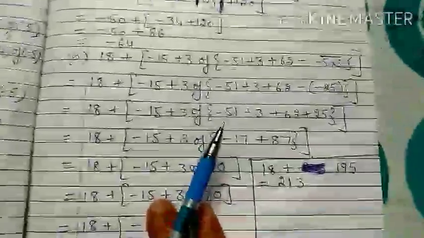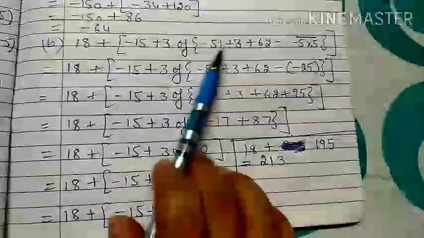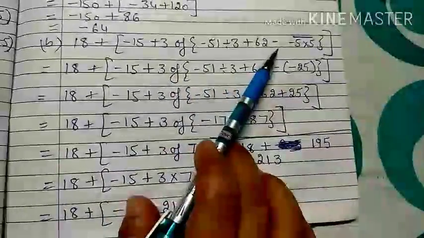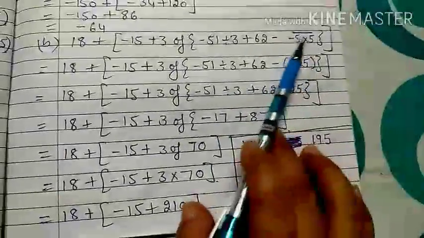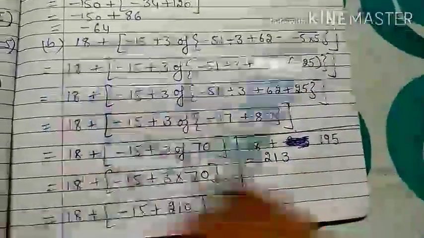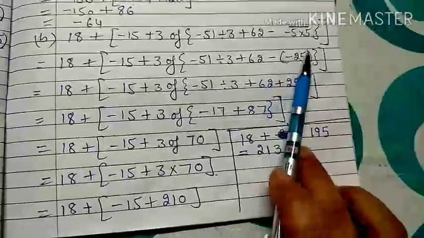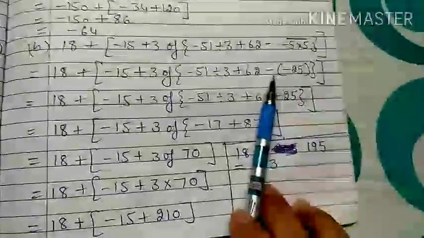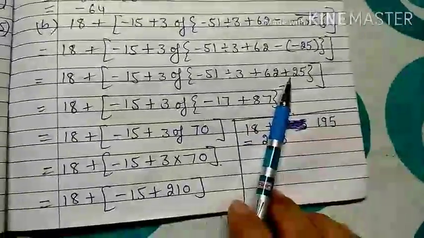Minus 150 plus, now minus 34 plus 120 gives me plus 86, and my answer is minus 64. Next question, B part is 18 plus minus 15 plus 3 of minus 55 divided by 3 plus 62 minus 5 into 5. Here a line bracket is there. First you have to solve the line bracket, and other terms should be written as it is. Minus 25. Now I have still not solved this bracket. When you solve the bracket, this negative sign multiplied with negative sign becomes positive.